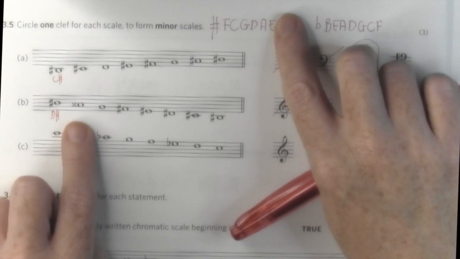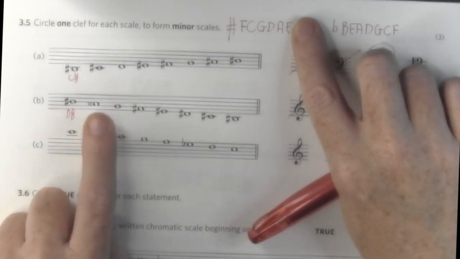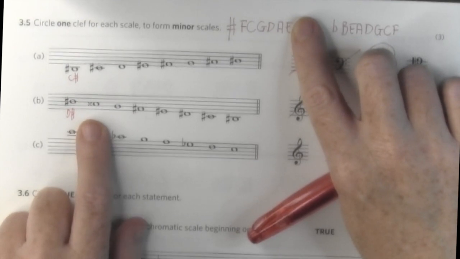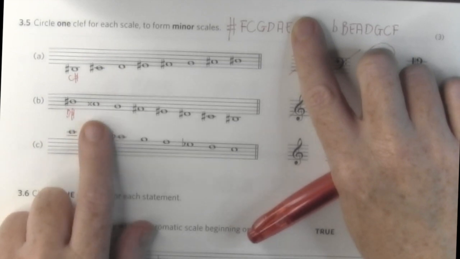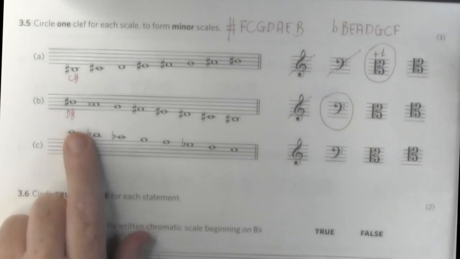And when does that happen? This happens when we have the 7th degree raised because there is a harmonic scale. So there you go. This is the harmonic scale descending of D sharp minor. So the answer is the bass clef.